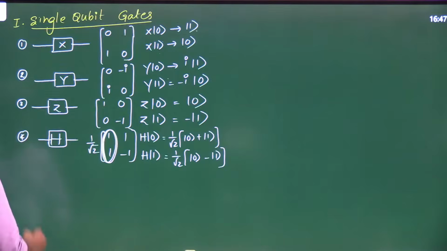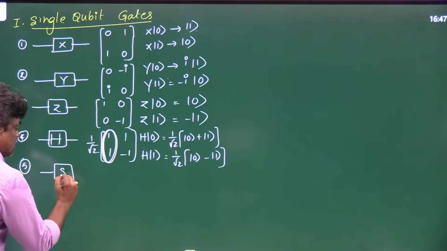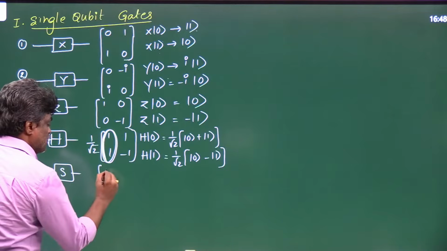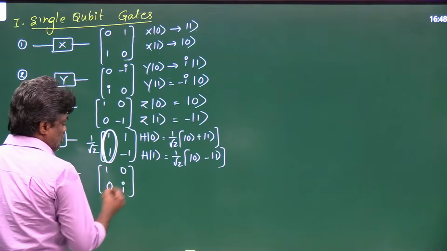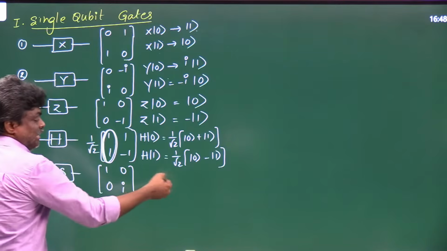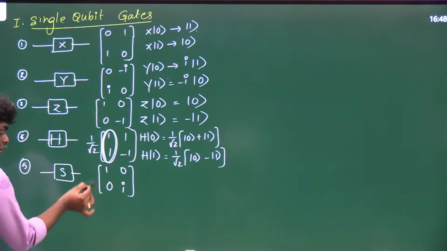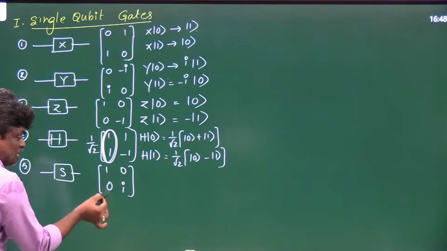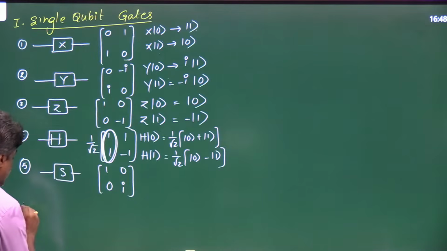Come on. And the fifth one, this is the S gate, which is 1 0 0 i. So you please write. Don't multiply. Just apply the technique. 1 0 as it is, because identity matrix 1 0 as it is, no change. But 0 i, please do it.